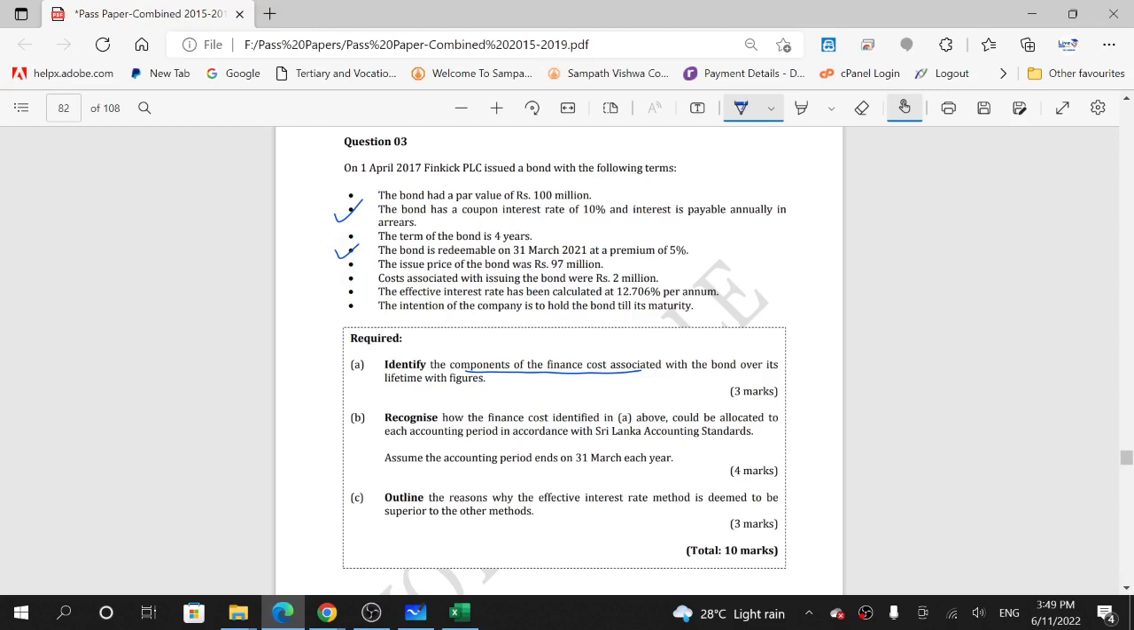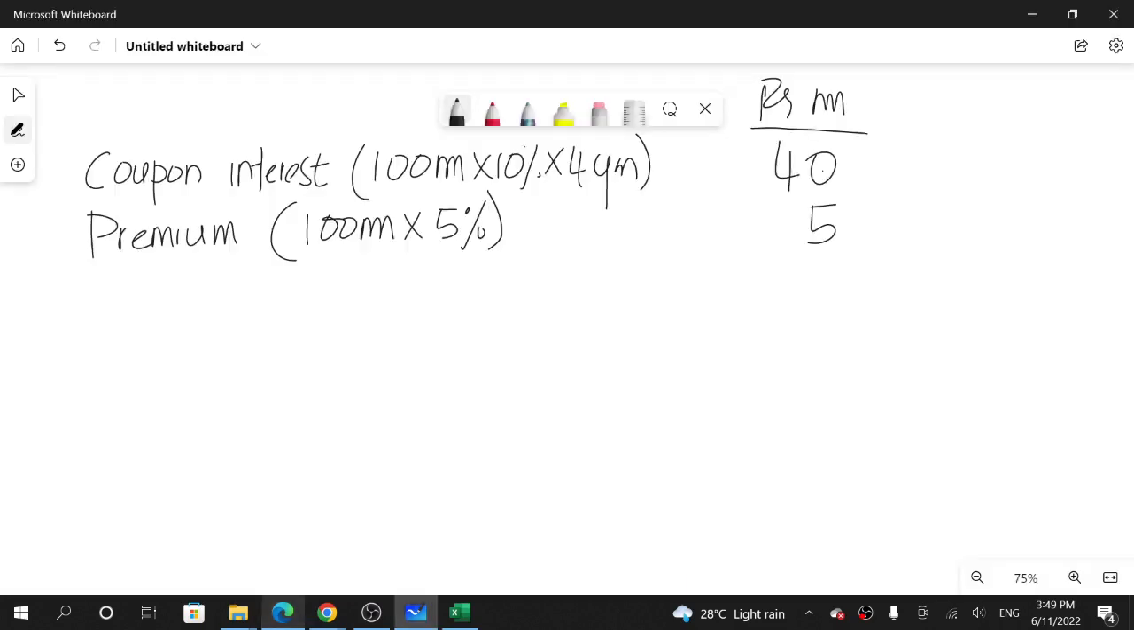Issue price of the bond was 97. 100 million worth of asset you have issued for 97, which means there's a discount. So that is also finance cost. Discount, that is 100 million minus 97 million, which is 3 million.